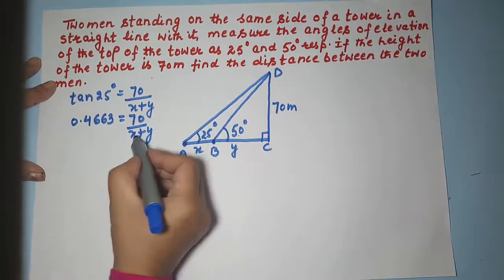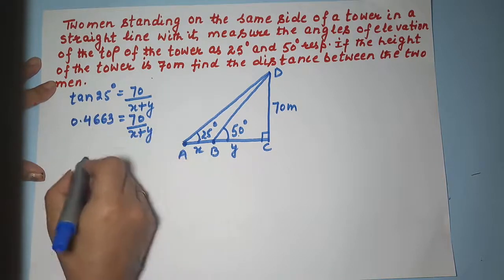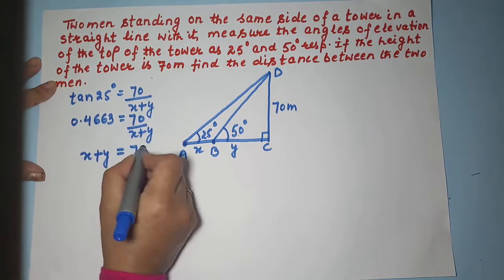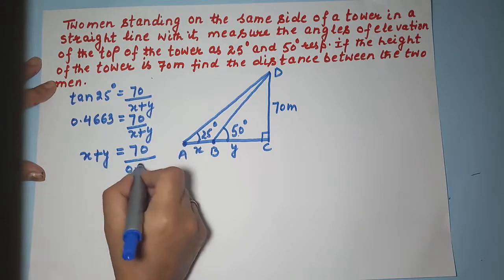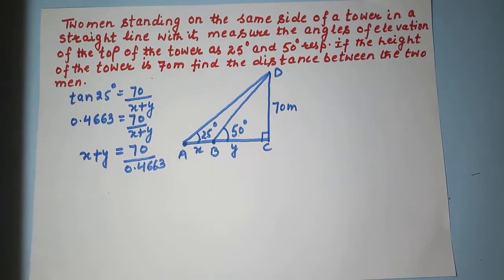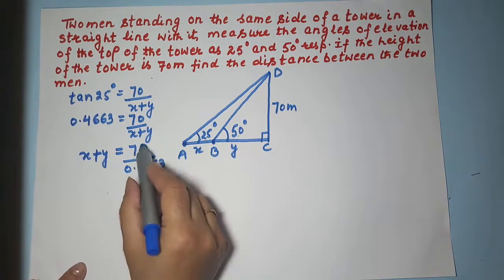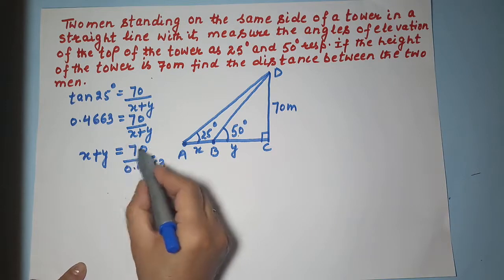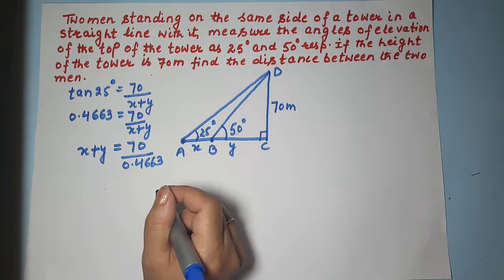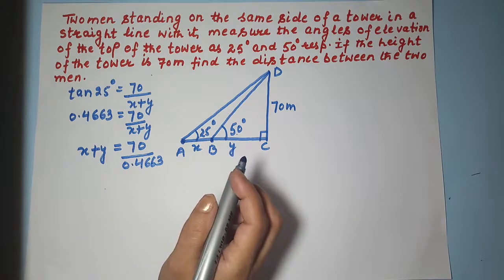Now, what I will do is I will shift this here and bring it here. So I will get x plus y equal to 70 upon 0.4663. Now, this calculation is going to be difficult for me, right? Dividing a number by a decimal number is going to be difficult. So is there any other way by which we can solve it?